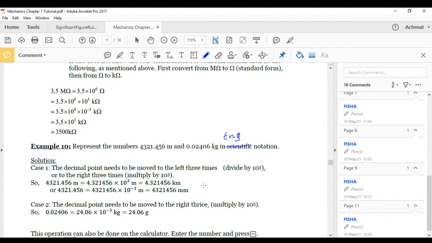Okay. For engineering notation, just to show you another thing, if I wanted to, I could have done it in another engineering notation.